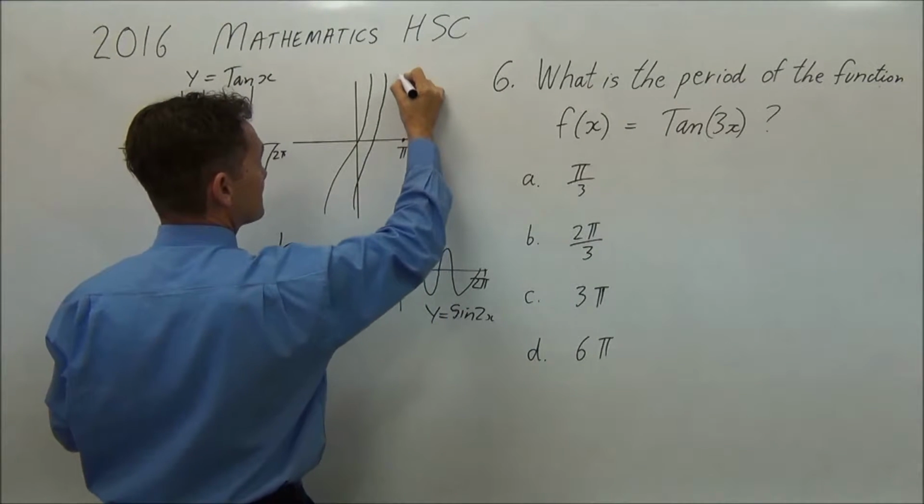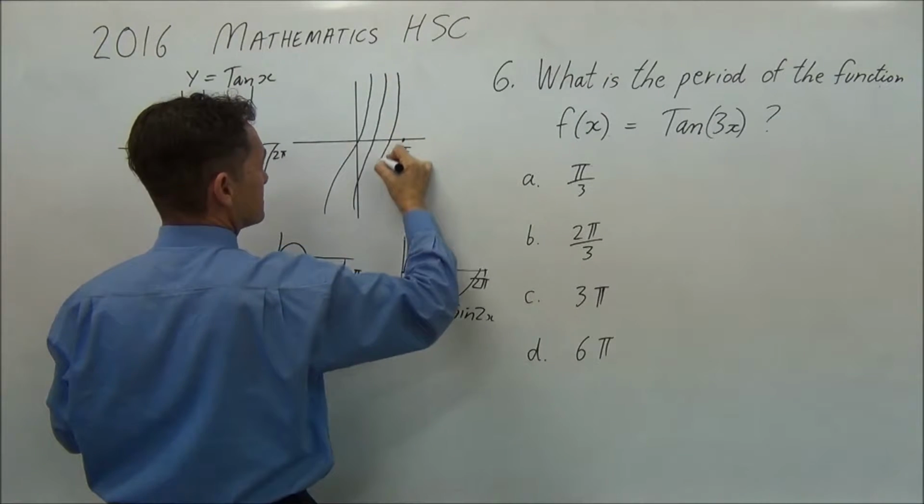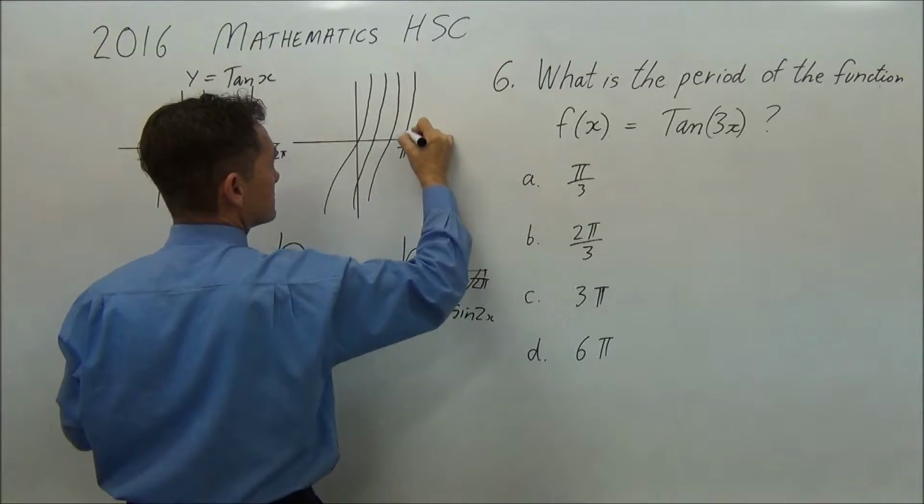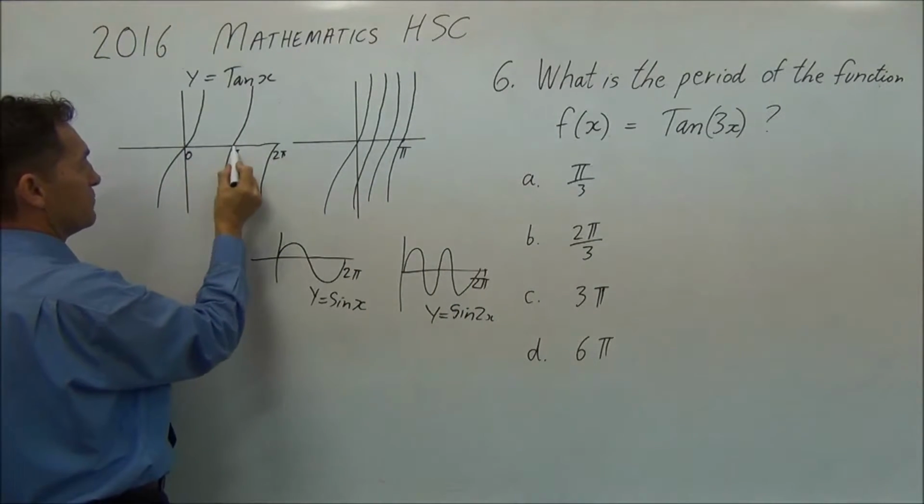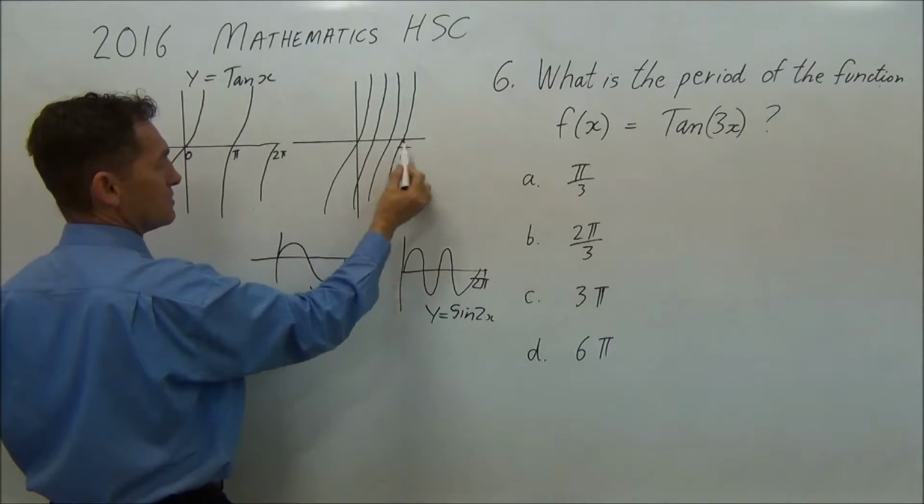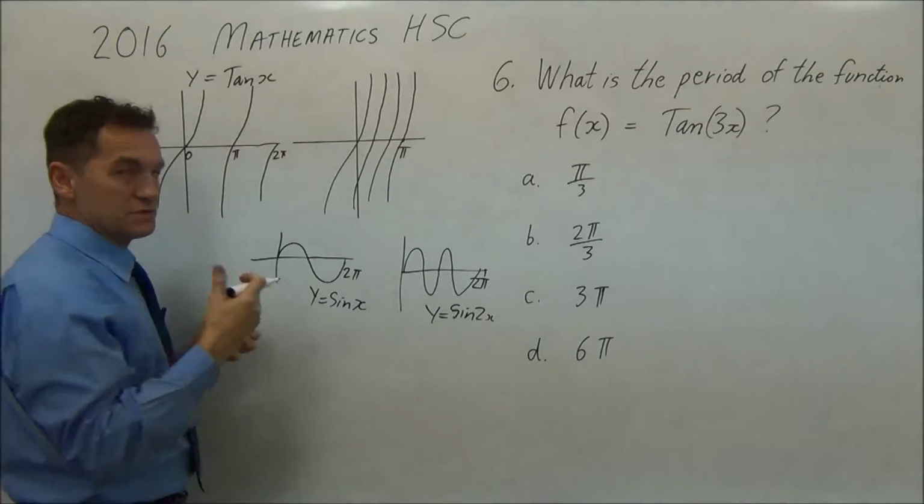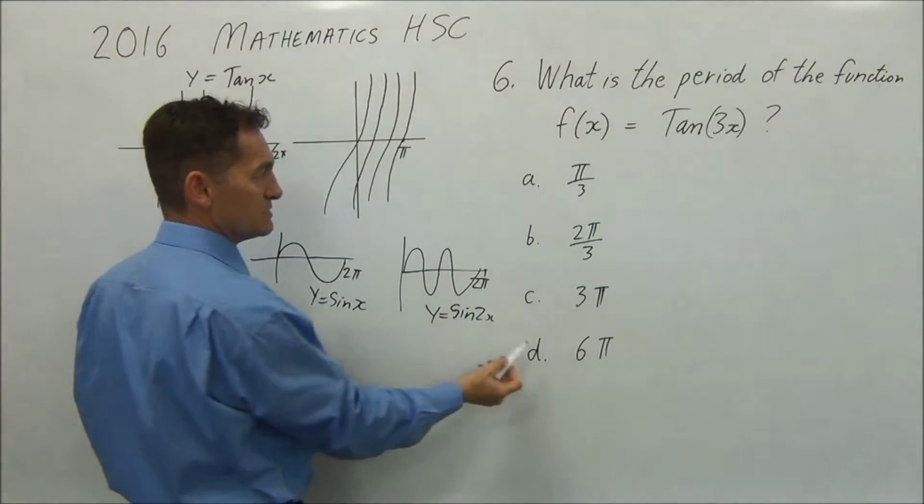I'm not going to be very clever at drawing this, 2 of them, and 3 of them, and it's going to go through there. So you'll have 1, 2, 3 in the same period where you would have 1, you've now got 3. So it's occurred 3 times more. So what is the period?